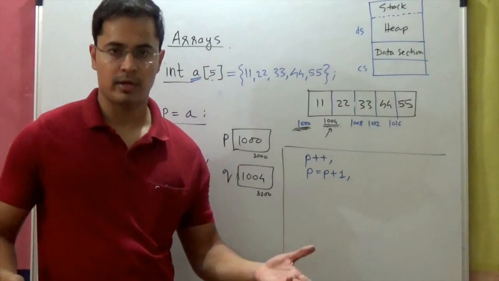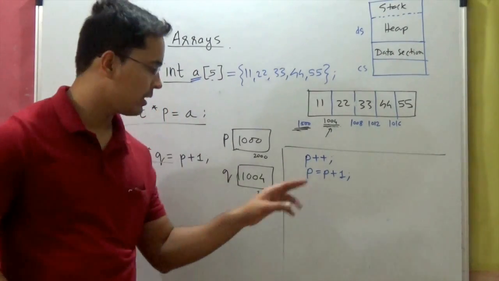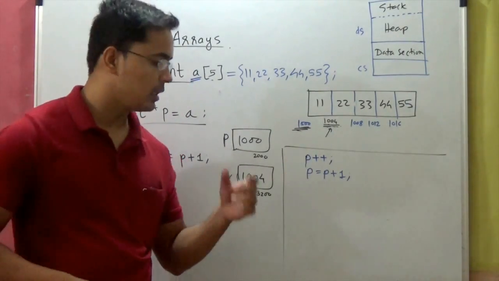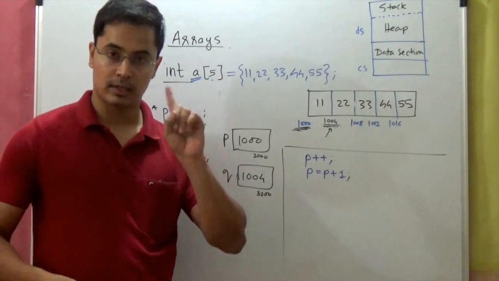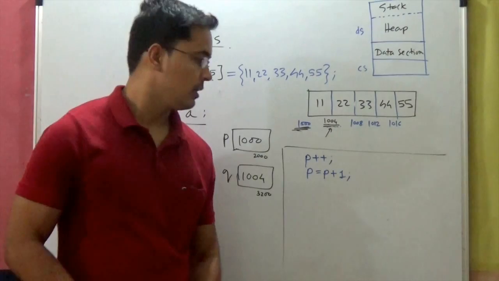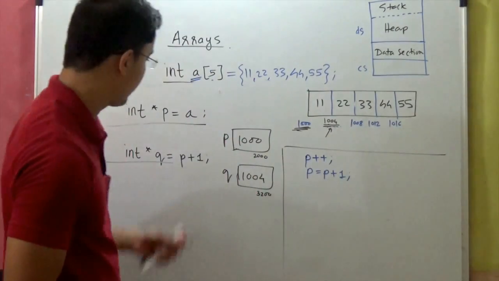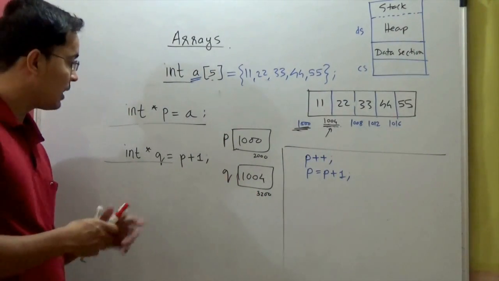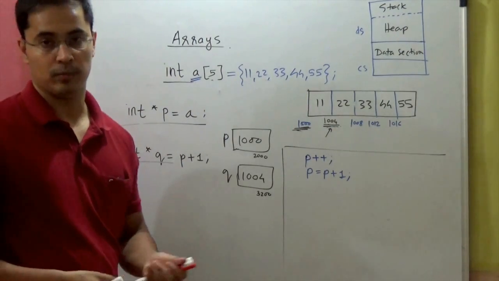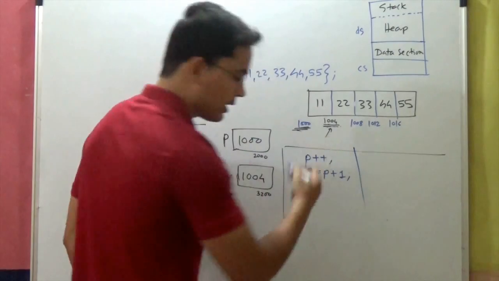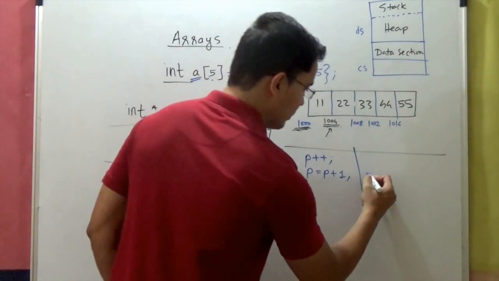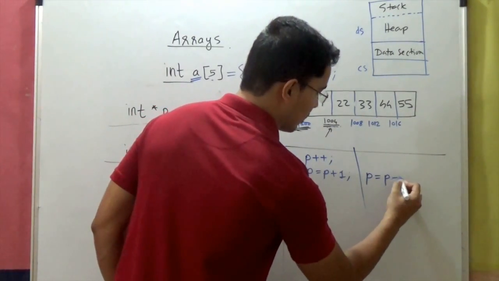If it's a character pointer, then a character occupies 1 byte. So if the initial address stored by p is 1000, p plus 1 will be 1001 because a character occupies 1 byte. It depends on the type of the element the pointer is pointing to. So obviously, incrementation is allowed. Similarly, decrementation is also allowed.